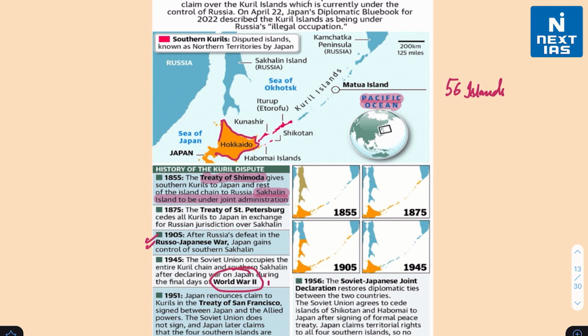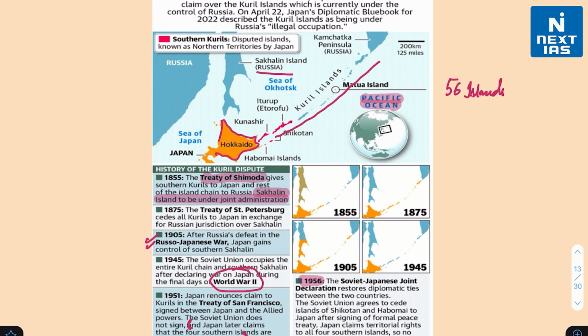So finally, during World War II, this entire region, the Sakhalin Island and the entire Kuril Islands were occupied by Russia. In 1951, Japan renounced the claim to Kurils in the Treaty of San Francisco that was signed between Japan and the Allied powers. But the Soviet Union did not sign it, and Japan later claimed that the 4 southern islands are not part of the Kuril chain.